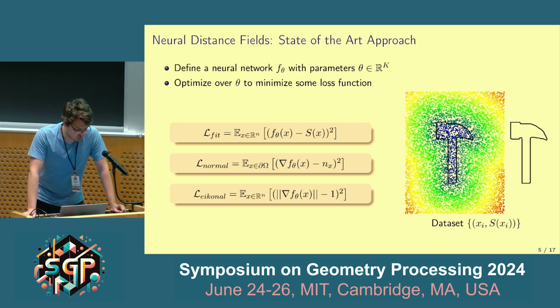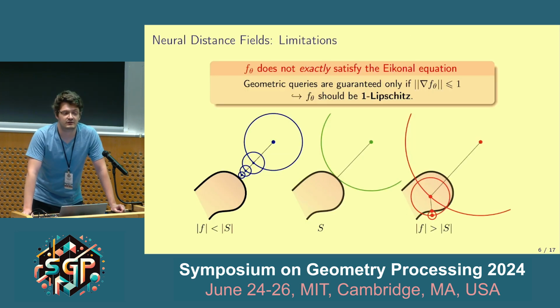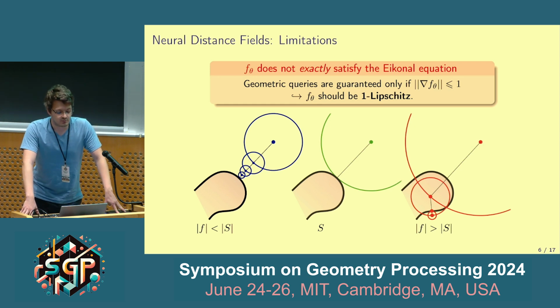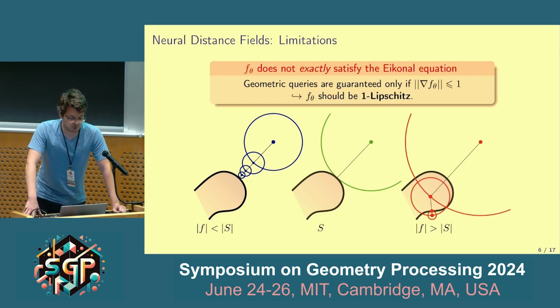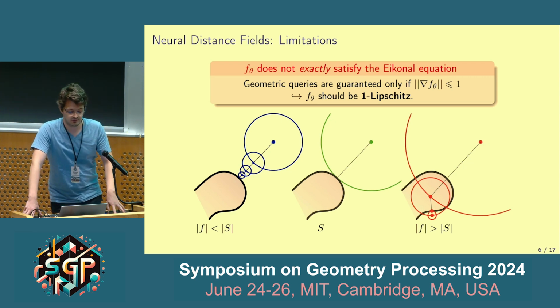This approach works quite well in practice, but in my opinion it has two critical limitations that we want to address. The first one being that we are doing deep learning, so there is no guarantee whatsoever that it will converge to the global minimum of our losses, which means that in practice, you do not have an exact representation of the signed distance function, but something that approximates it. And if you're doing an approximation, you may overestimate or underestimate your distance, because the norm of your gradient may be greater than 1 or smaller than 1 in some areas of space.